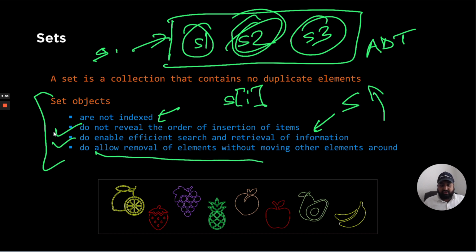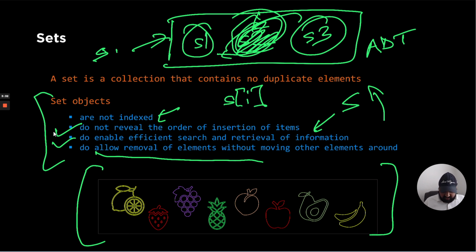Also, they do allow removal of elements without moving other elements around. What that means is, let's say S2 is deleted, there doesn't necessarily have to be shifting of information, so S3 doesn't have to be moved to its place or something like that. We don't care about how it's implemented behind the scenes, but it won't be moving surrounding elements if we are trying to remove a particular element. Let me take a concrete example: say you have a set of objects that contains a fruit class which describes what the fruit is. In this case I have a set that consists of some fruits, and you can see none of them are repetitive.